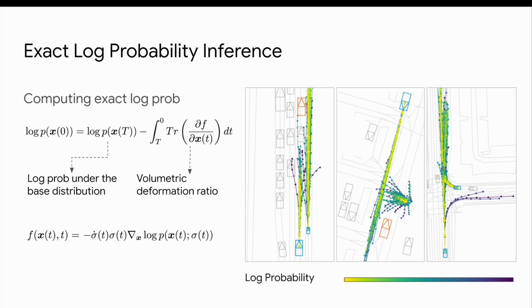Using the diffusion modeling formulation, we can compute the exact log probability score for any trajectory sample. We visualize the corresponding log probability scores of the predicted trajectories on the right. While the model predicts a diverse set of possible future outcomes, less probable outcomes have lower associated probabilities.